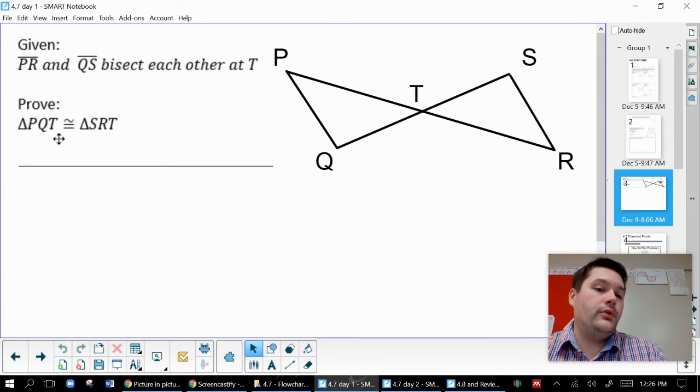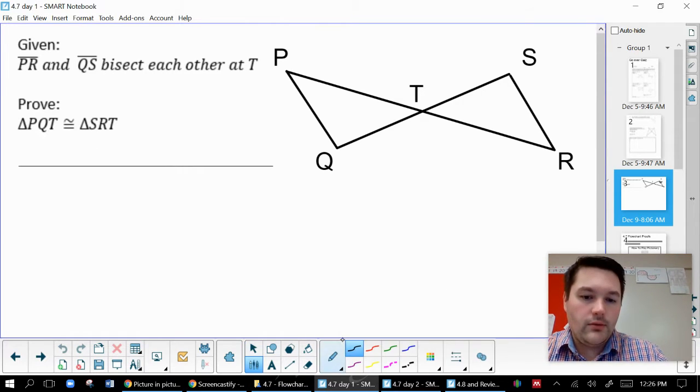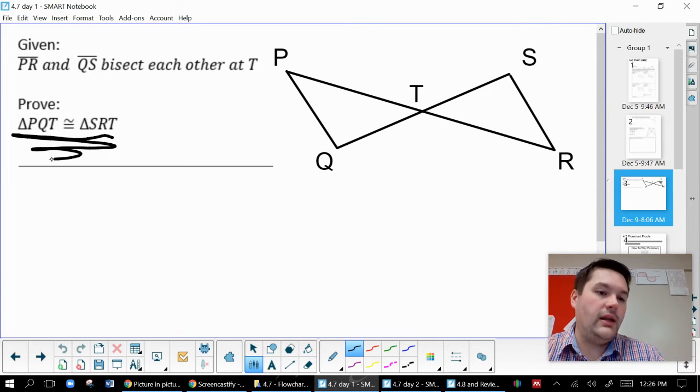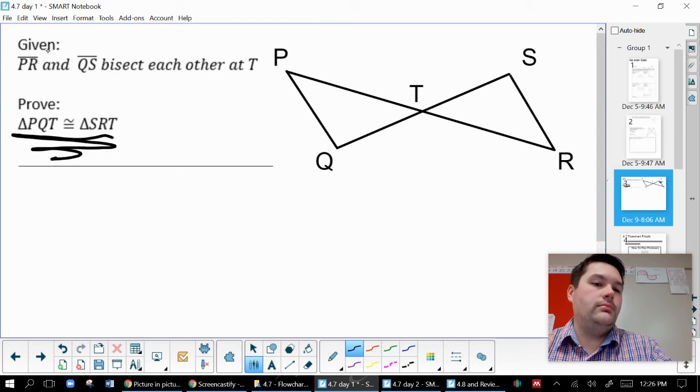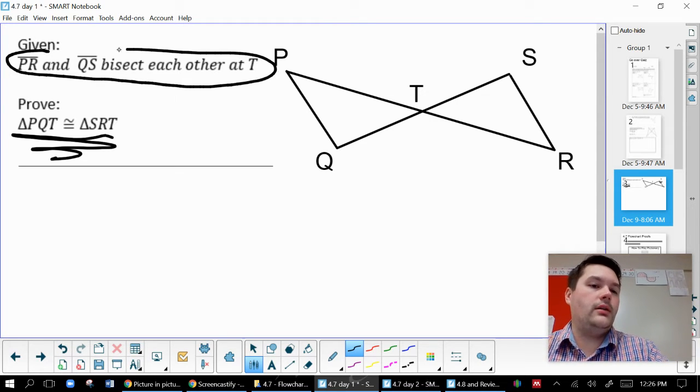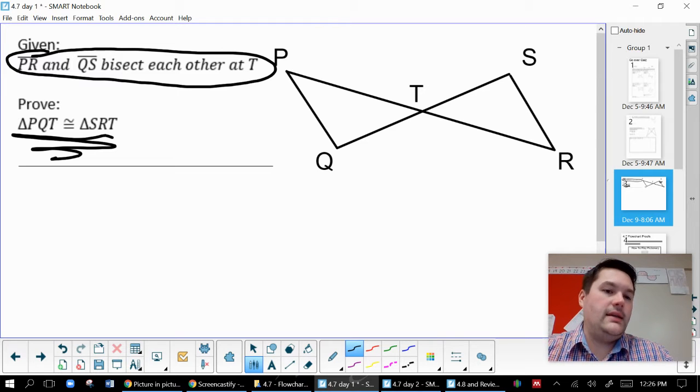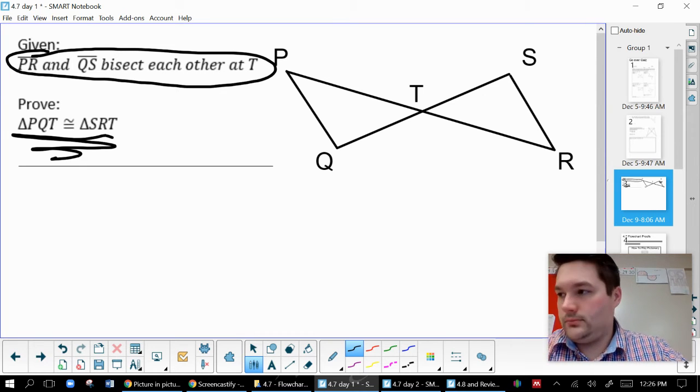We're writing a proof. So remember, a proof means we're explaining why with our statements and reasons for each statement. They tell you your given here is that PR and QS bisect each other at T, and we're supposed to prove that the triangles are congruent. So pause this and try that out first. Okay, so hopefully you got a chance to try that out.